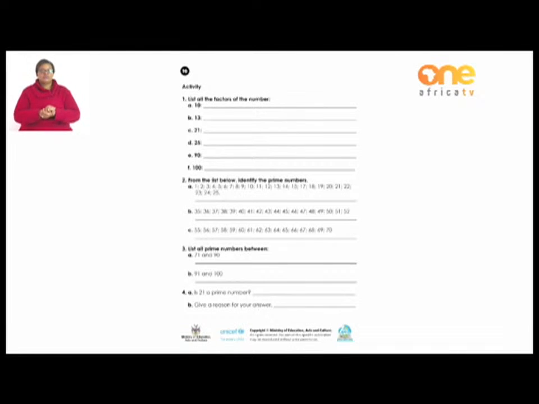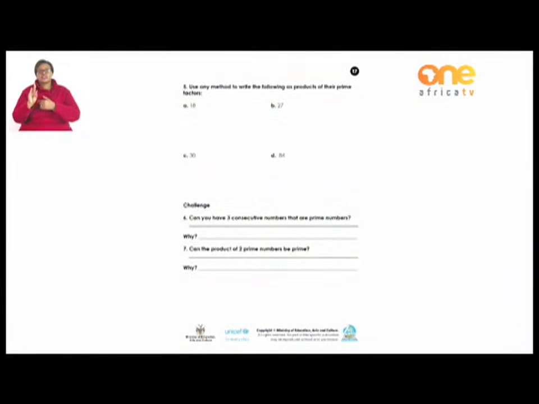Moving to page 17. Number 5, use any method to write the following as a product of their prime factors. You can use the ladder method or factor tree method, but remember to give the answer. So write the number as a product of its prime factors. A, we have to look for 18, 27, 30, and D, 84.